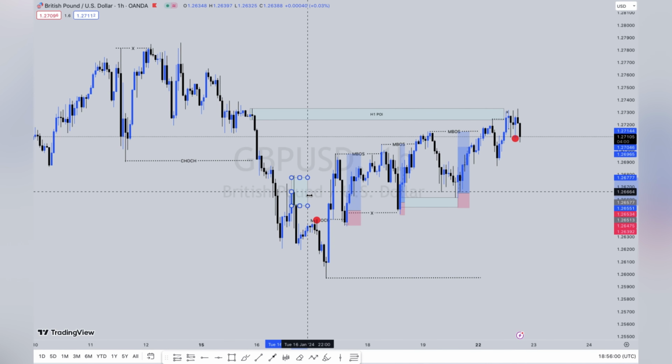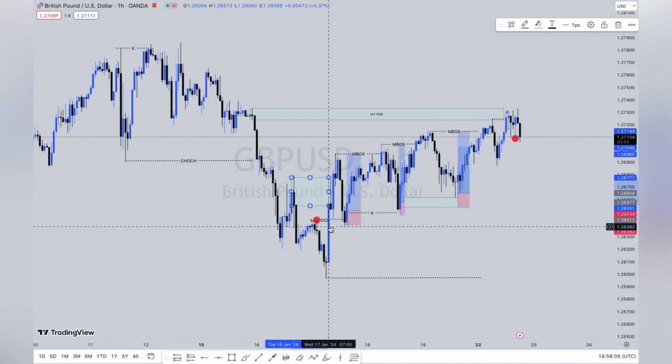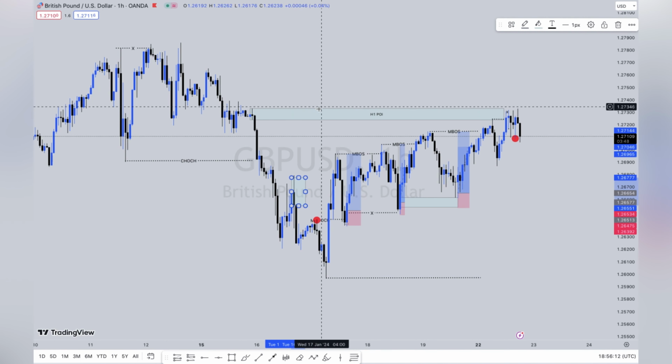Let's say we have this one, and then we also have this one. The moment price invalidates this one, I'll start looking for buys, because I know since the market did not respect this one, it's likely going to respect this one.